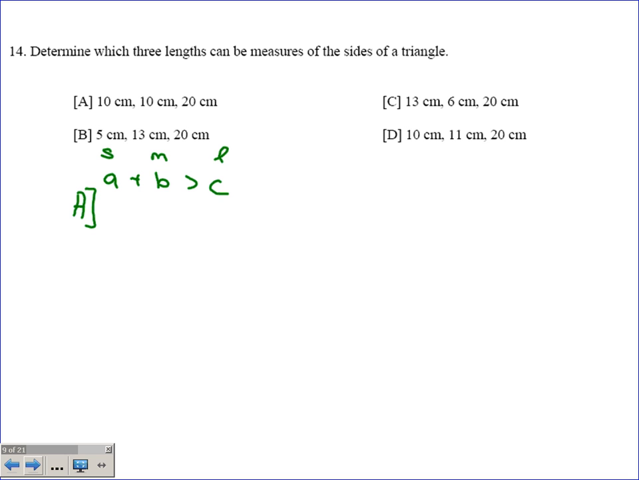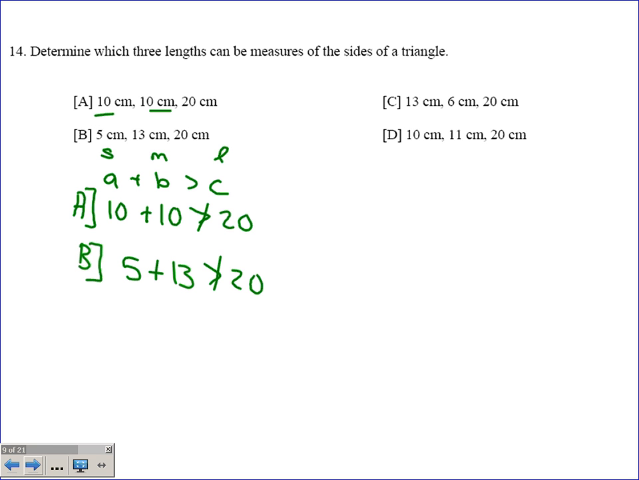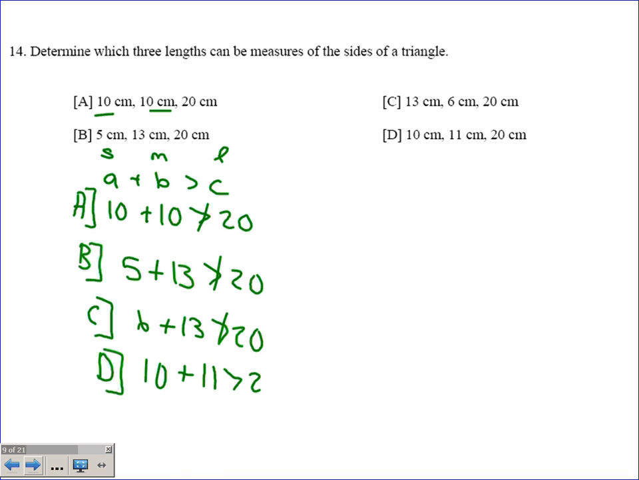So for this first one, we would say 10 plus 10, is that greater than 20? No, so it can't be A. Part B, that'd be 5 plus 13, is that greater than 20? Sure isn't. Part C, 6 plus 13, is that greater than 20? Surely not. So we know it's got to be D, but let's check. 10 plus 11, is that greater than 20? It is, so we're good.